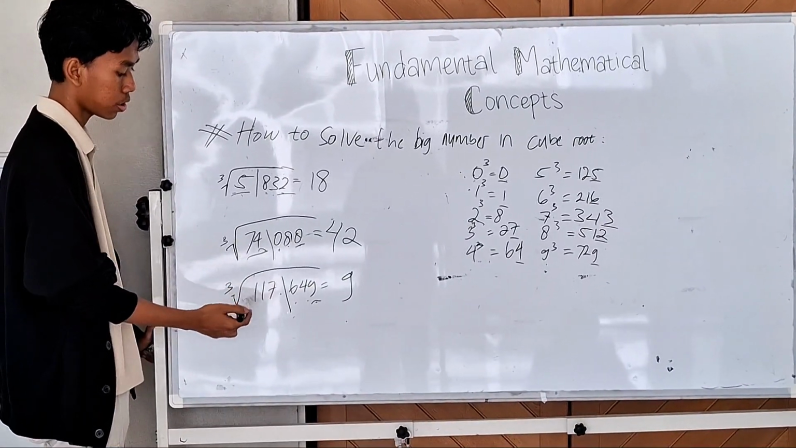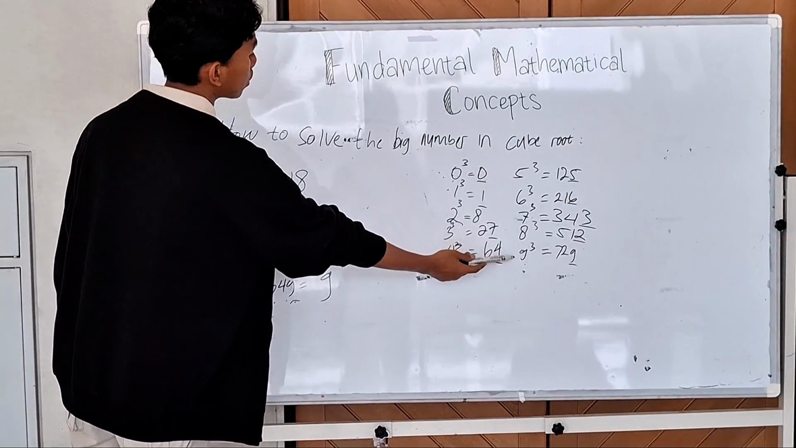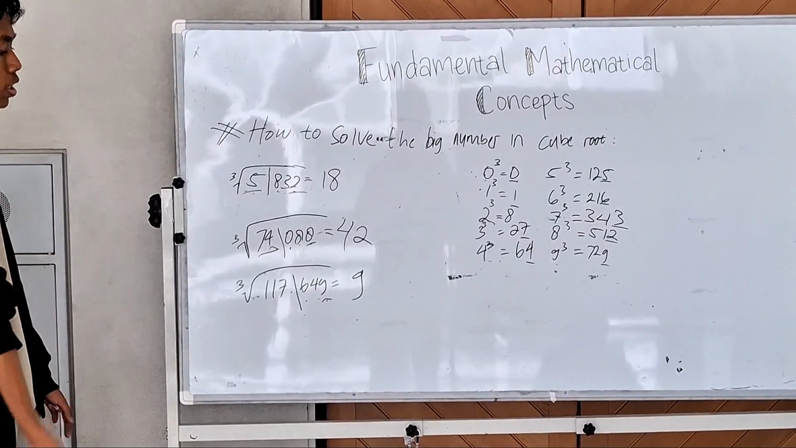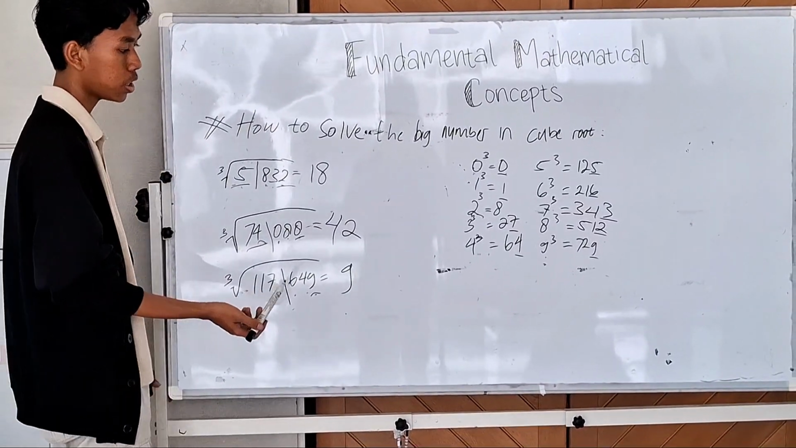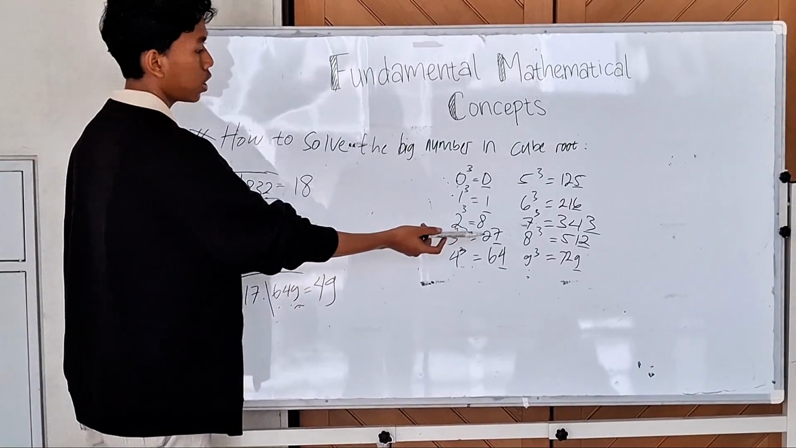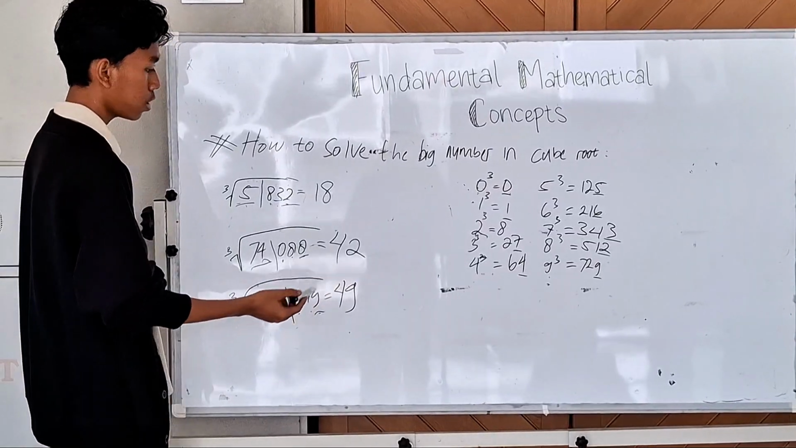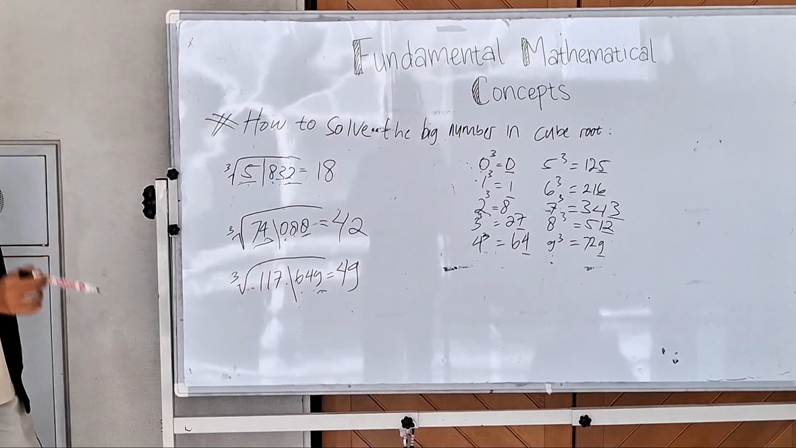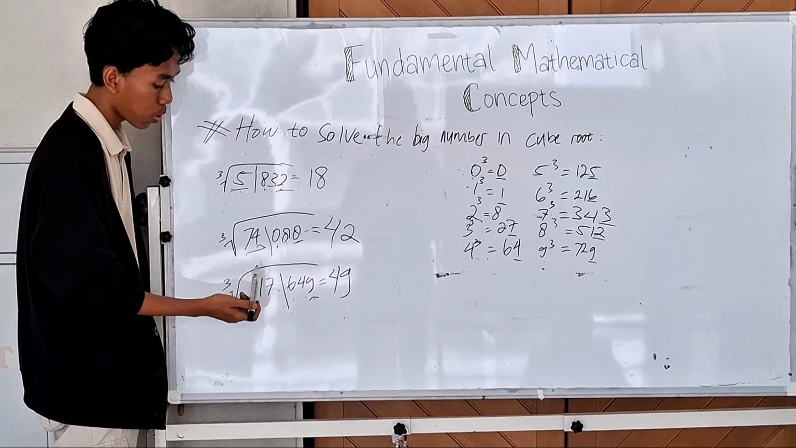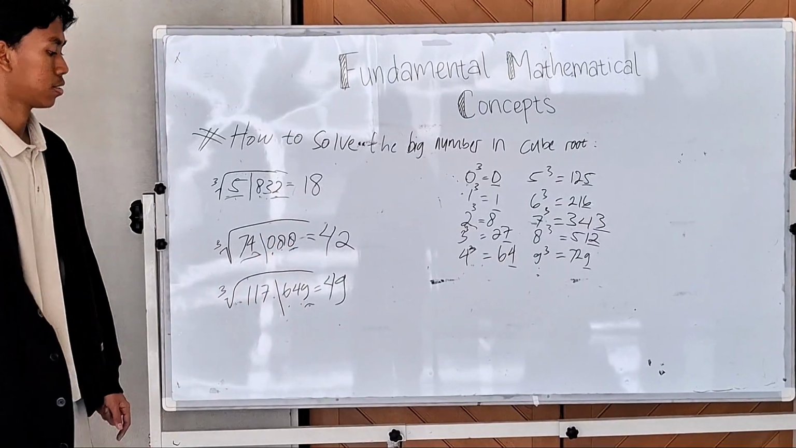And then for the other number, we must look at the result of 0 until 9 that is closest to 117 or equal to 117. For this example, it means 4, because if we have 5, it's more than 117, and the 4 is the closest to 117. So the cube root of 117,649 is 49.